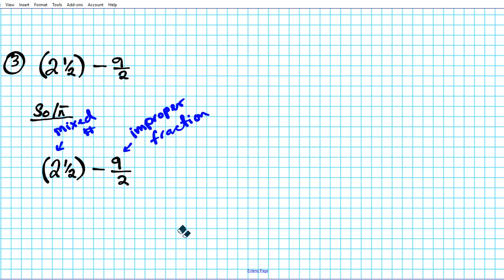an improper fraction. Okay, so to do that, we just simply multiply 2 by 2, and then we add that to the 1 and divide by 2. So 2 times 2 is 4 plus 1 is 5, so 5 over 2 minus 9 over 2. Now we have two improper fractions. We may now subtract. Okay, so how do you subtract? You subtract the numerator and keep the denominator.